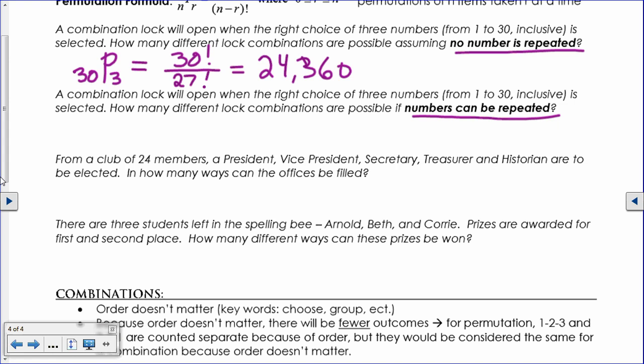We think we have 3 numbers to fill, right? We have 1, 2, 3 numbers for our code. How many options do I have to pick for the first number? It's still 1 to 30, so I have 30 choices. I could pick any of those numbers for my first one. Now, if I'm allowed to repeat, how many do I have for this one? 30. If I'm allowed to repeat again, 30. So 30 times 30 times 30 equals.